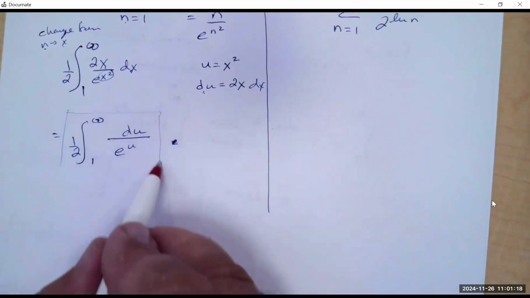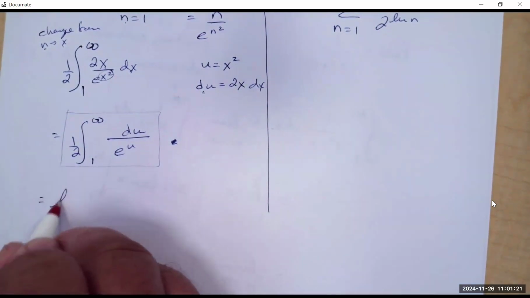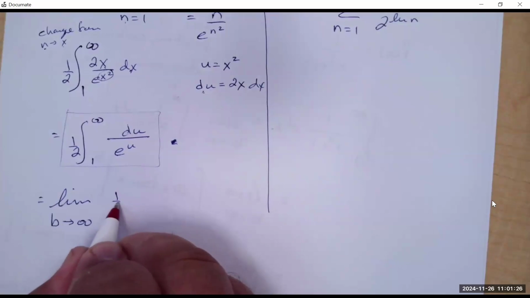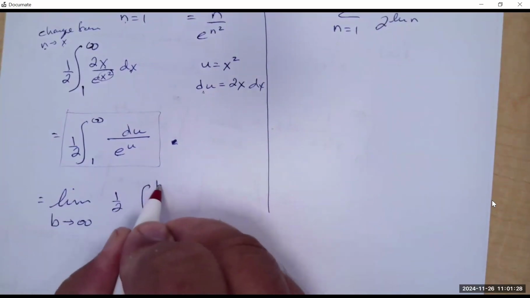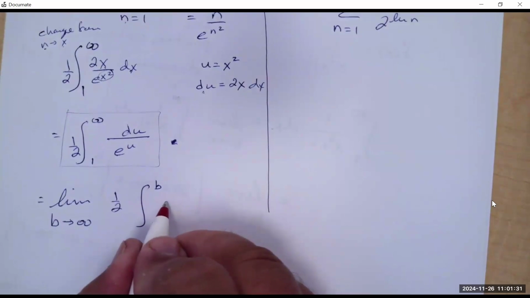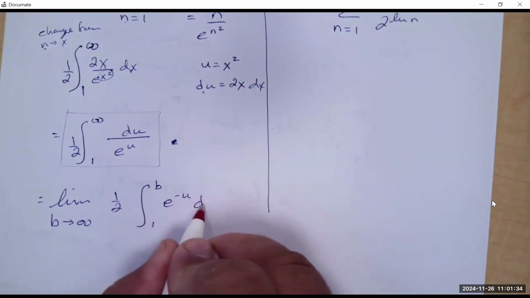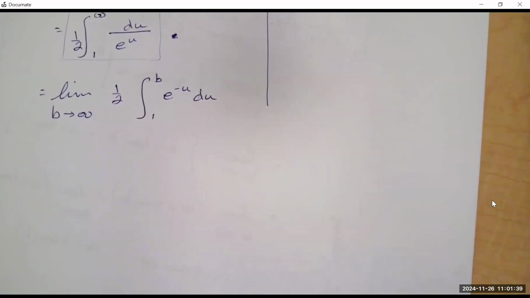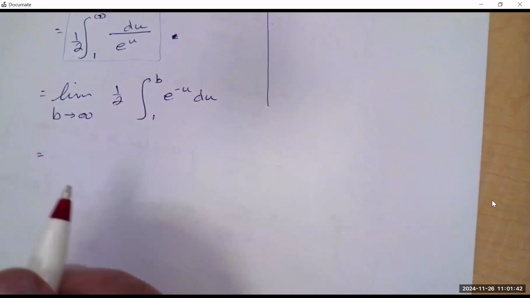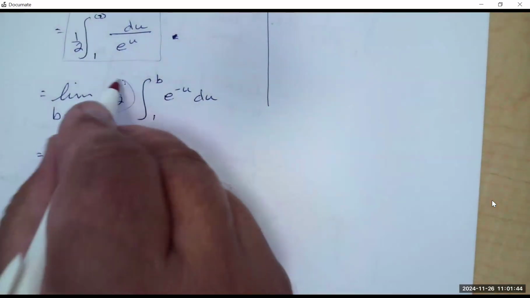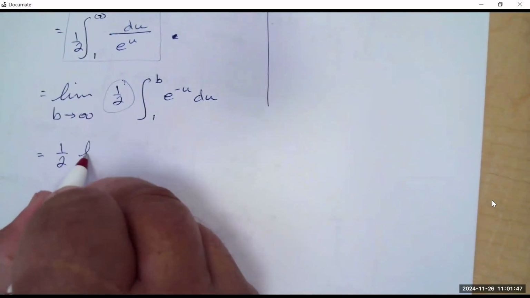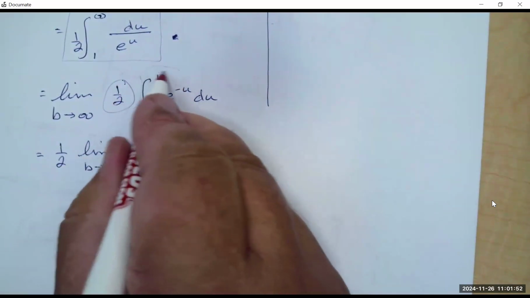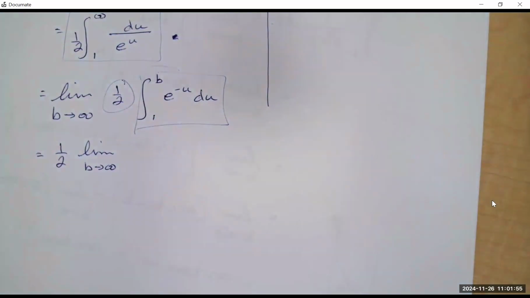This is just the limit part. Now that's just the integral part. Now we have to take the limit as b goes to infinity of 1/2, integral from 1 to b of e to the power negative u du. It's a constant multiple, so I can put that on the very front. So the limit as b goes to infinity. What's the integral of e to the power negative u?